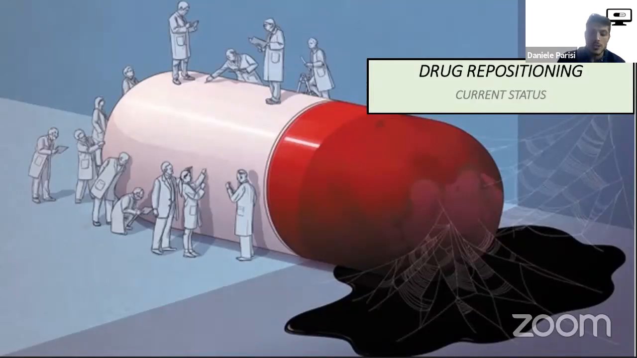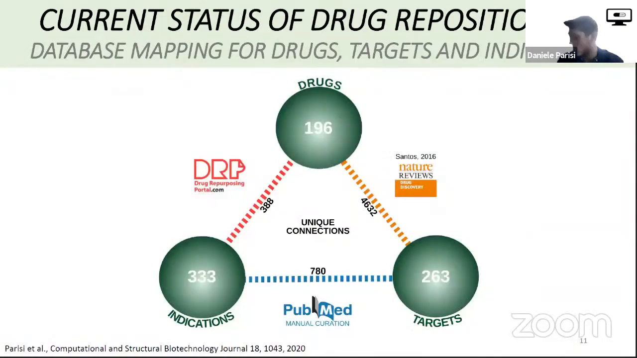But how do we stand now in terms of drug repositioning? So this is one of the studies that I did during my PhD, and together with a group at the TU Dresden, we mapped different databases available at the moment, and we tried to put together the information that we currently have about drug repurposing to understand how far we are now with this approach.